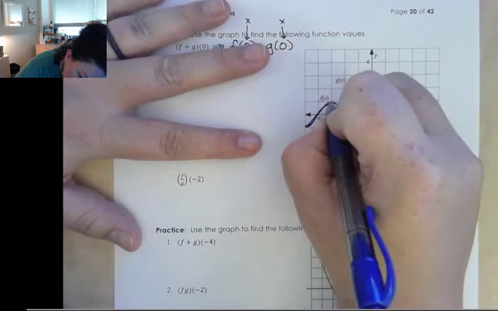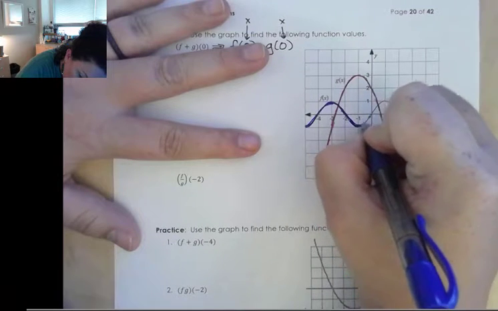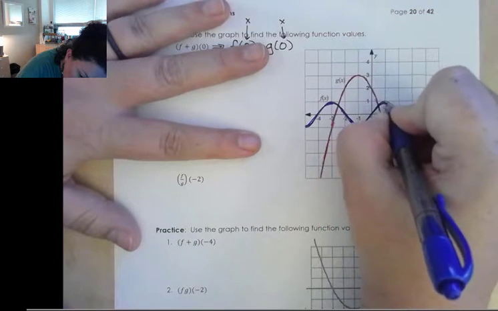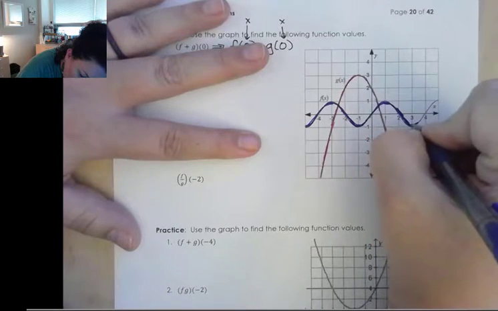Whoops. Blue. Blue. See, look how fun math is. We get to color in math, right?